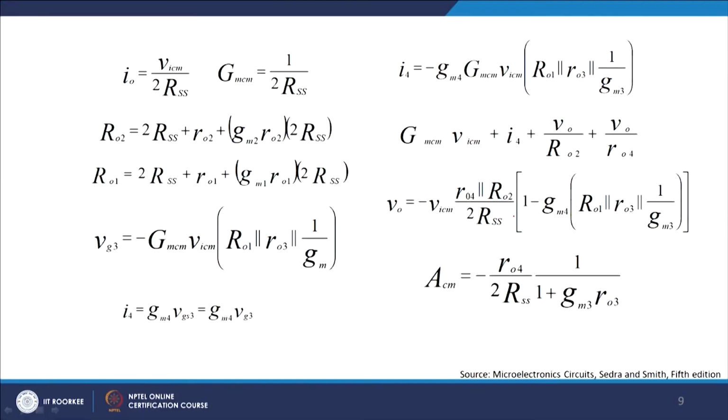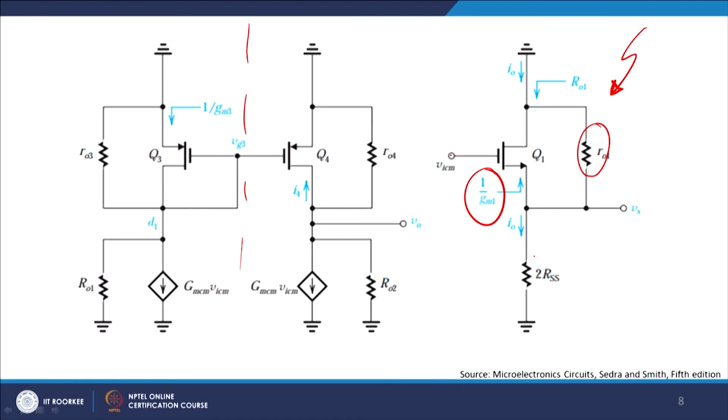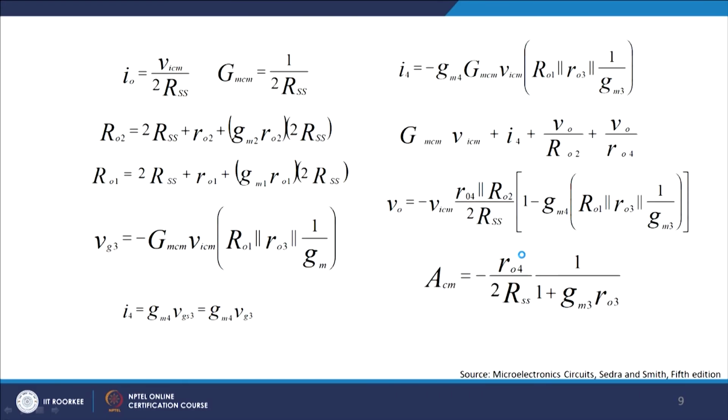I0 will be the output current, which is VICM. Why is it VICM? It is VICM divided by twice RSS, because twice RSS is the resistance offered. Therefore GMCM will be 1 by 2 RSS, because if you remember, current equals voltage into G, where G is the transconductance, and therefore I can safely write G to be equal to 1 by 2 RSS.